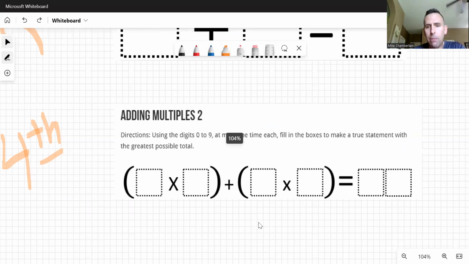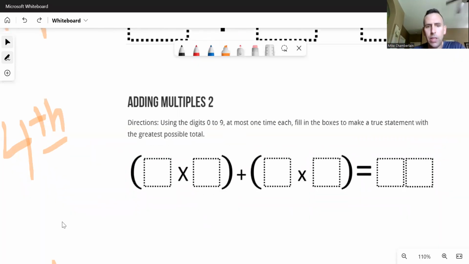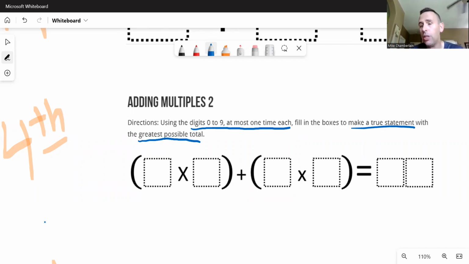Now, 4th grade challenge might be quite a bit trickier. And this one says using the digits 0 to 9 at most one time each, fill in the boxes to make a true statement with the greatest possible total. Wow, we got several challenges there, right? We have to use the digits 0 to 9 at most one time each. Can't repeat, right? We have to make a true statement because this is an equation, right? And then lastly, we're also trying to go for some greatest possible total challenge. So there's really 3 things going on. It might be even tricky to find even one.